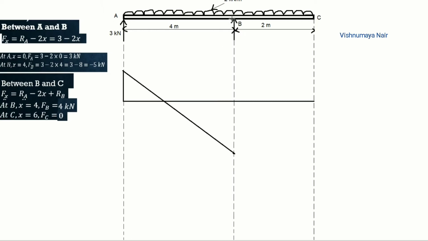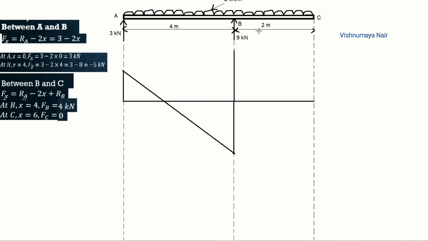Now at this point B, shear force changes from minus 5 kilonewton to plus 4 kilonewton due to the reaction force present at B. So the reaction RB is equal to 9 kilonewton, right? So minus 5 plus 9 kilonewton will be equal to 4 kilonewton. So we'll mark it using a straight line like this. Now this is 4 kilonewton.